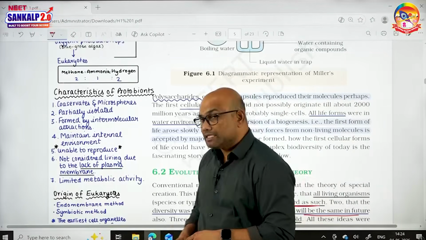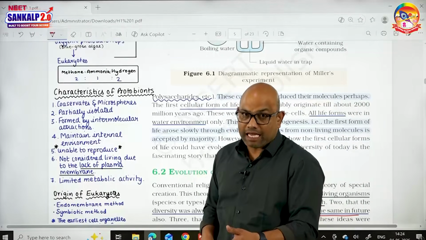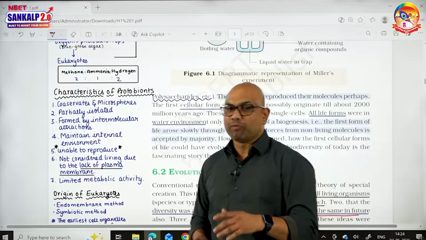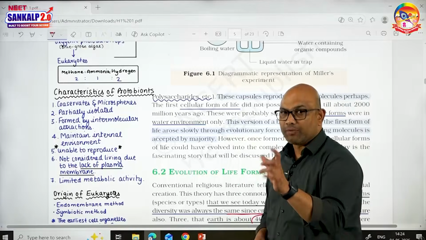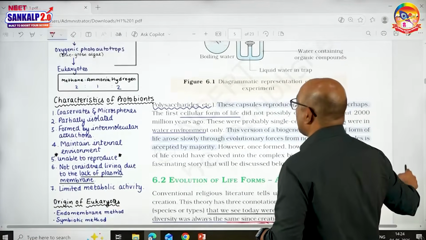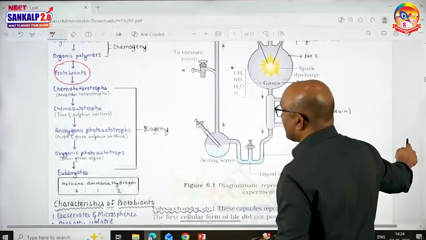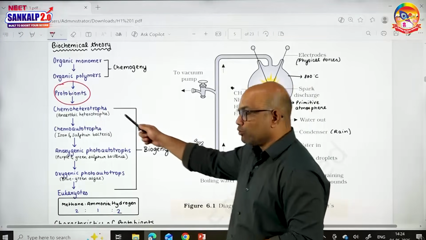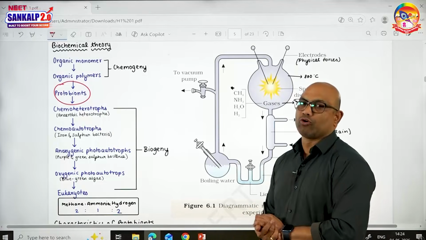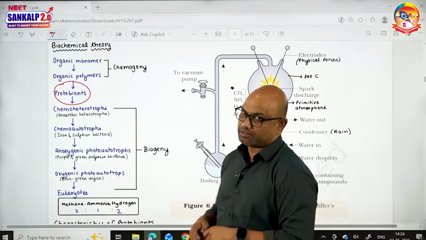Next, it is not considered life because of one more point, due to the lack of a definite plasma membrane, but they show some limited metabolic activity. So these components are called protobionts. From protobionts, the first form of life started. The first form of life produced from the protobionts is called chemoheterotrophs, also called anaerobic heterotrophs. That is the first life on earth.